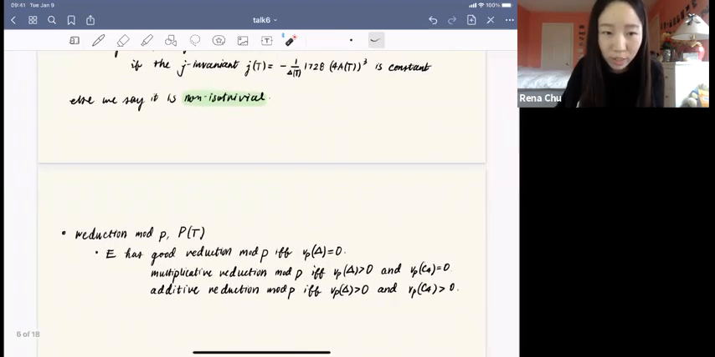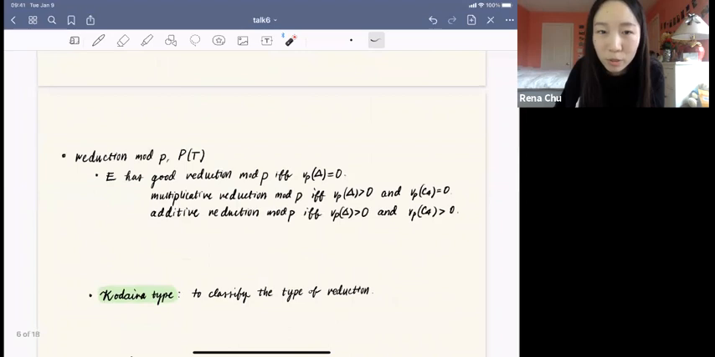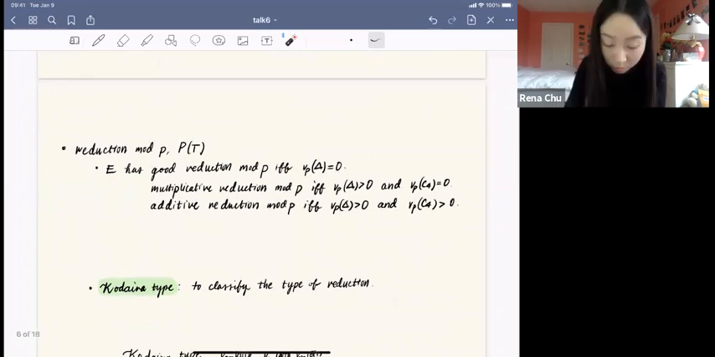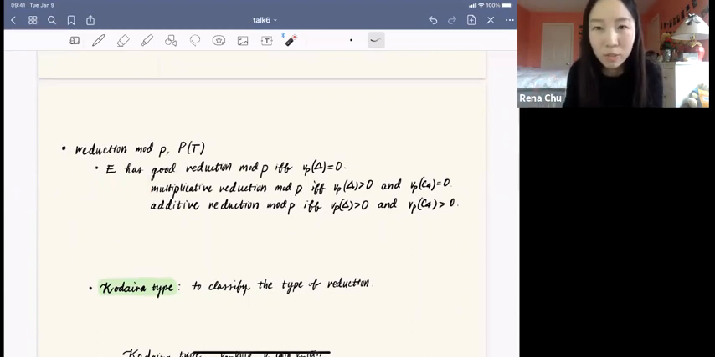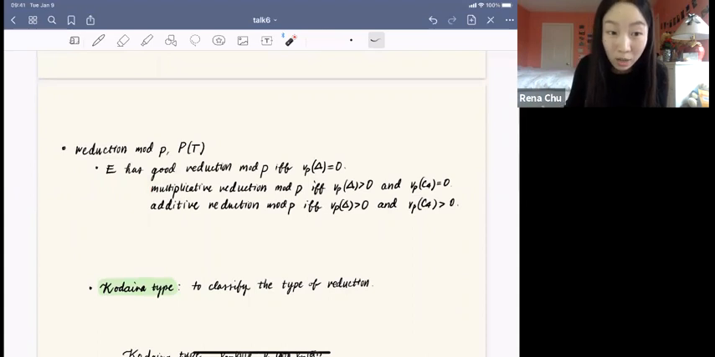In terms of reduction mod p, usually we categorize the reduction in terms of whether it is good reduction or bad reduction, where bad reduction is multiplicative or additive. Now, because our elliptic curve is over Q(t), we can instead look at reduction mod P(t), where P(t) is an irreducible polynomial, and the definitions here remain the same.